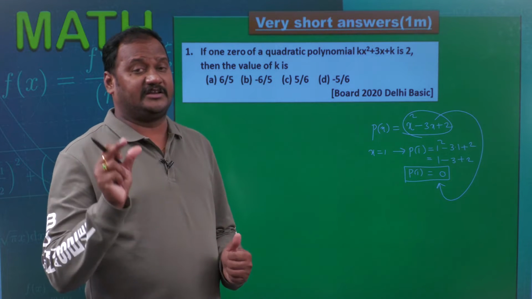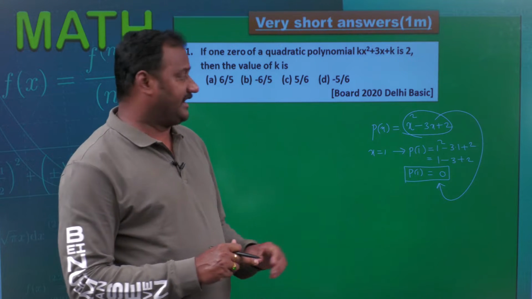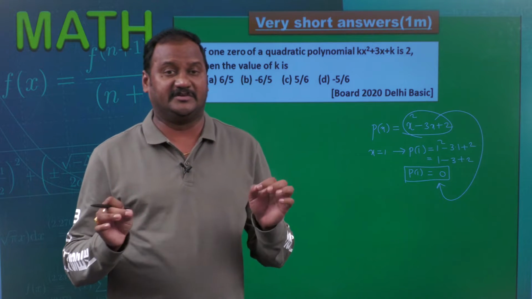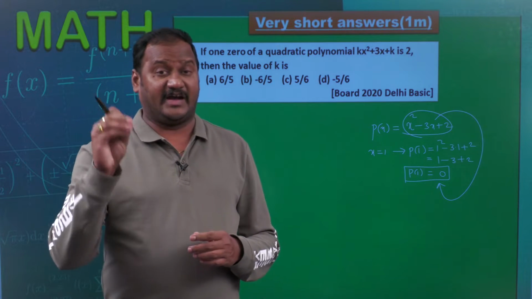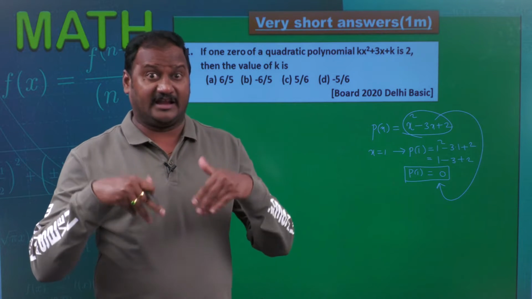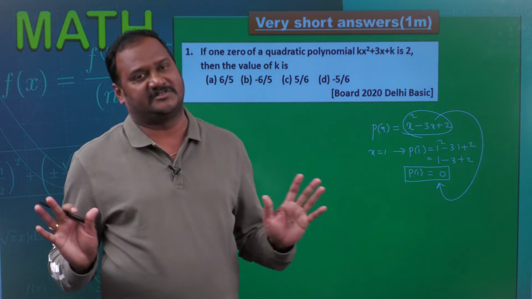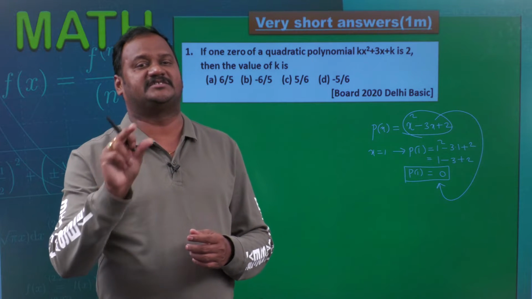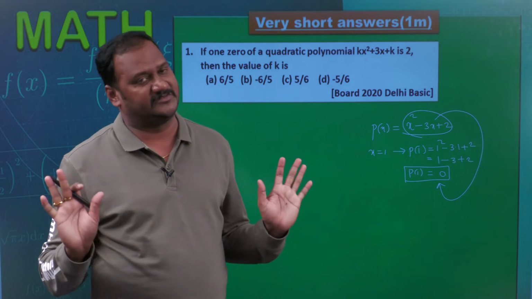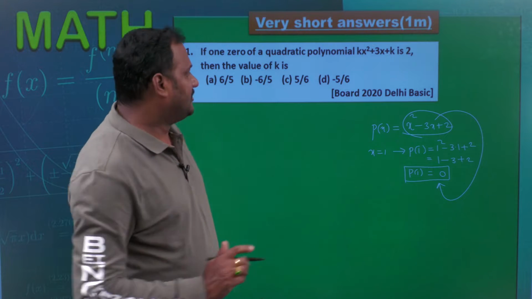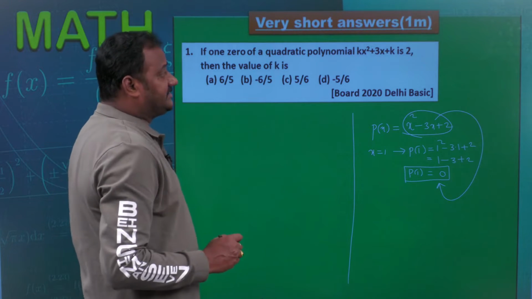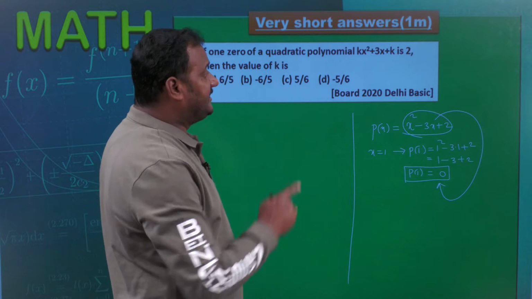So for what value of the variable the entire polynomial will be 0, then the value or values of the variable are said to be zeros of the polynomial. So simply, the value of the variable which makes the polynomial 0 is said to be a zero of the polynomial, as simple as that.